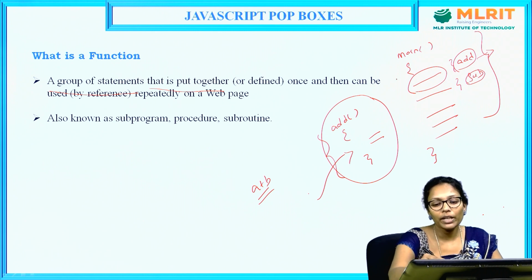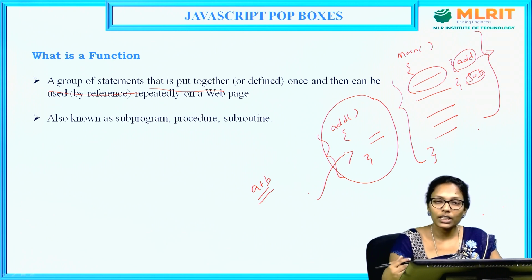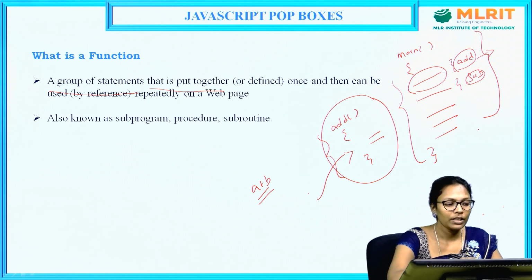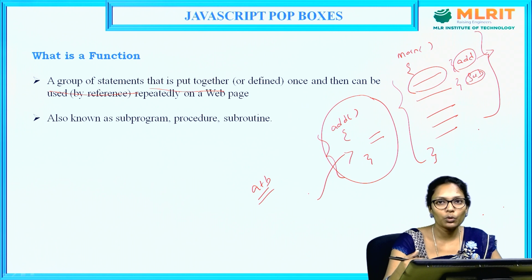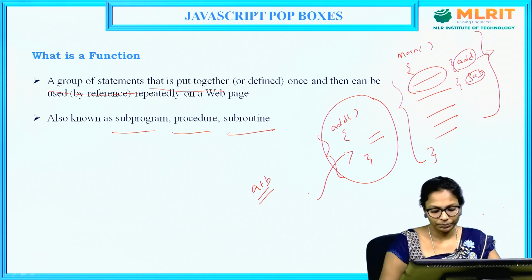But if you combine all the code together in the main function itself, it's not easy to recognize which code is for addition, so first you need to find it in order to modify that addition code. These are some advantages of a function. By using functions, we can make this whole process simple. Basically, a function is nothing but a group of statements. We also call a function a subprogram, procedure, or subroutine.